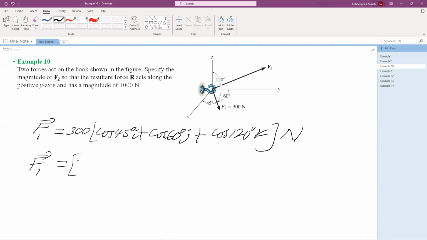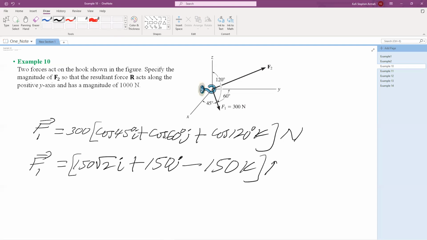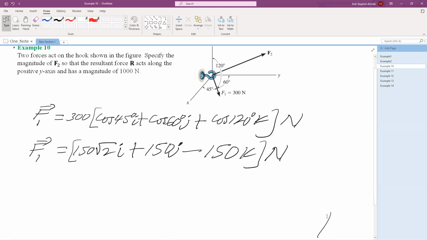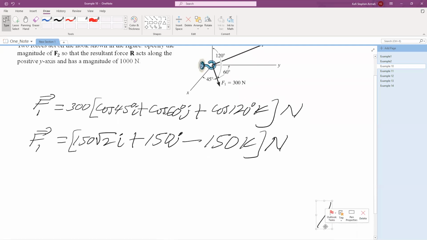150, isn't it? Yes, 150 root 2. Then I add cosine 60 is half. So half that'll be 150, a nice number to do with. Cosine 120 is negative half. So this is negative half, and that is negative 150, and that is K in newtons. So good. We've been able to express the first one, this F1, in IJK form.